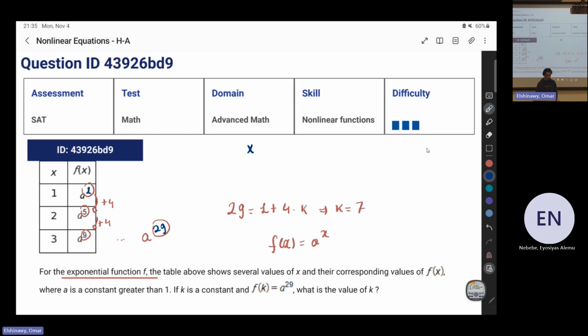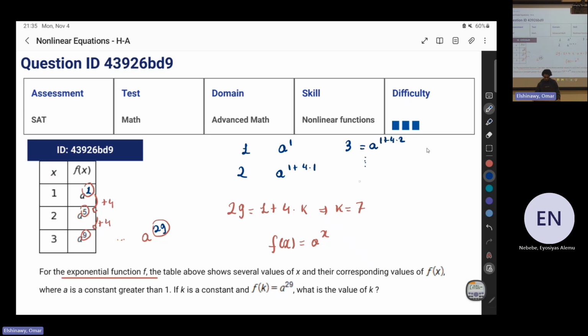Now we need to keep track of x or k. We're going 1, 2, 3 until k. We have some idea about k. Is it 7? I don't know. Let's see, because it might not be 7. So 1 gives me a to the 1. 2 gives me a to the 5, which is 1 plus 4 times 1, right? And 3 gives me a to the 9, which is 1 plus 4 times 2, right?